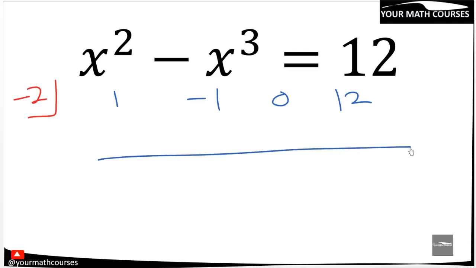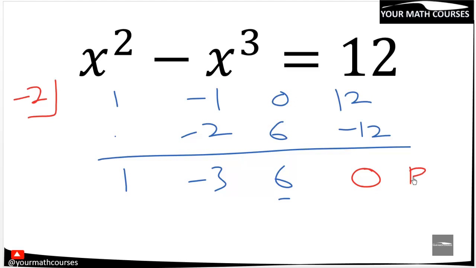First we drop this 1 here, that is like there's nothing here, so plus 1 plus 0 is 1. Multiply negative 2 by 1, that will give us negative 2. We add, we get negative 3 here. Multiply negative 2 by negative 3, we get 6. We add, we get 6 here. Multiply negative 2 by 6, we get negative 12. We add, we get 0 here. So it means the remainder is 0, and the coefficients of the quotient are 1, negative 3, 6.